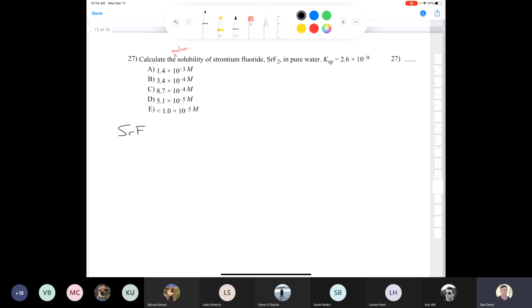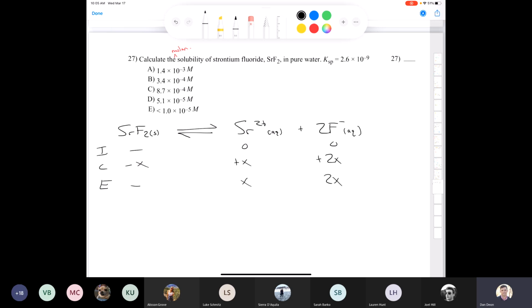You start with strontium fluoride, which is a solid. It's going to be in equilibrium with strontium ions and twice the amount of fluoride ions. We start with an initial amount of the solid. We don't have any of these. We're going to have some kind of change. We're going to produce x and 2x of the strontium ion and the fluoride ions respectively, because the stoichiometric ratio is 1 to 2. At equilibrium, we don't have to worry about the concentration of a solid. We have x here and we have 2x here.